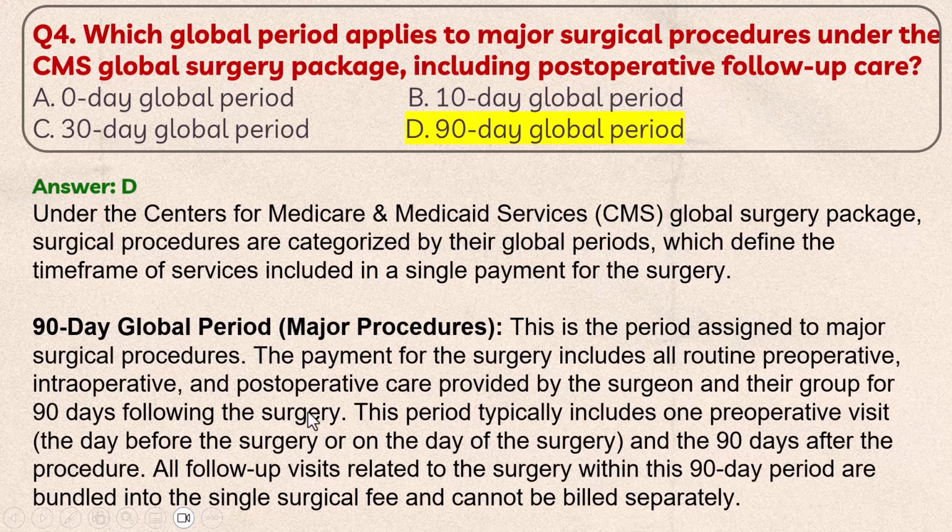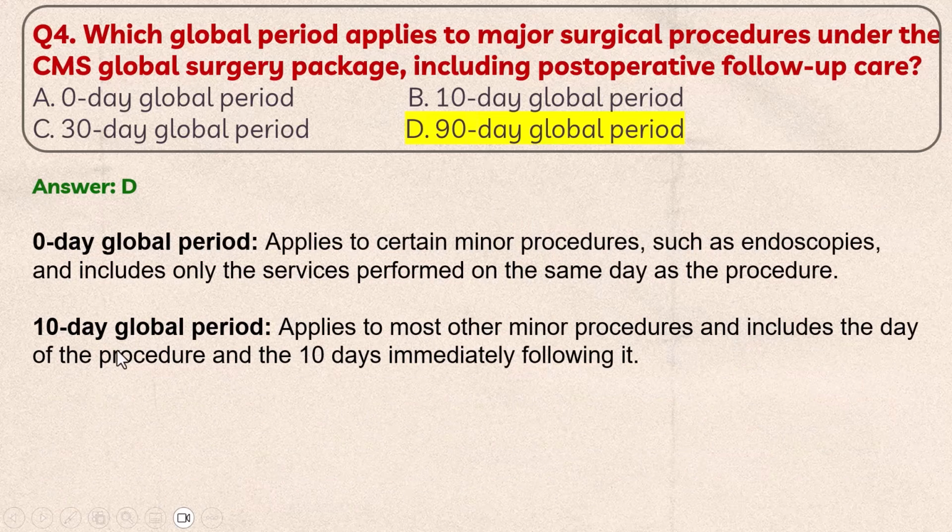This period typically includes one pre-operative visit the day before the surgery or on the day of the surgery, and the 90 days after the procedure. All follow-up visits related to the surgery within this 90-day period are bundled into a single surgical fee and cannot be billed separately. Similarly, the zero-day global period applies to certain minor procedures such as endoscopies and includes only the services performed on the same day as the procedure. The 10-day global period applies to most other minor procedures and includes the day of the procedure and the 10 days immediately following it.